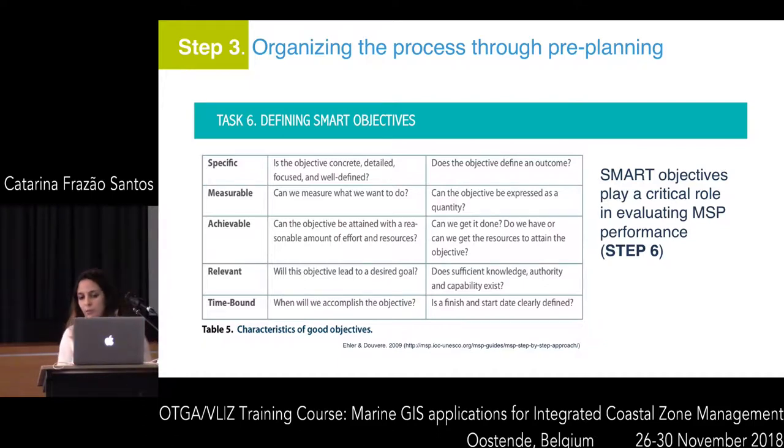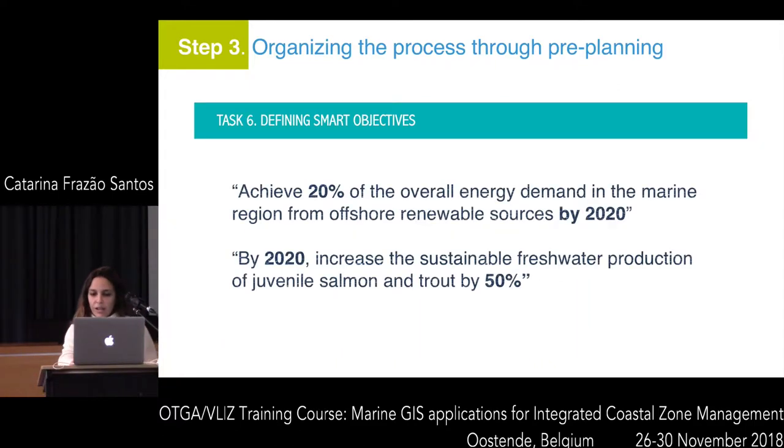And as I said before, SMART objectives play a critical role in evaluating MSP performance, which will be step 6. So all these tasks and all these steps are really interconnected, as you can see or get a glimpse of. And so these were the two examples of SMART objectives. They were time-bound, they were measurable, they were specific, and supposedly achievable.